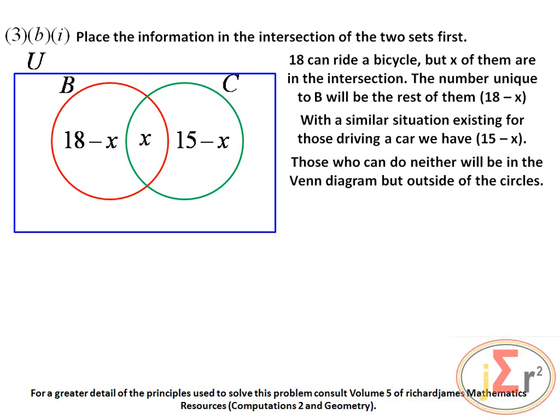Those who can do neither, that means they do not belong to set B, they do not belong to set C, but they are part of the survey, so they are placed inside of the Venn diagram, but not in any of the circles that we have there. And those are represented by 3x.